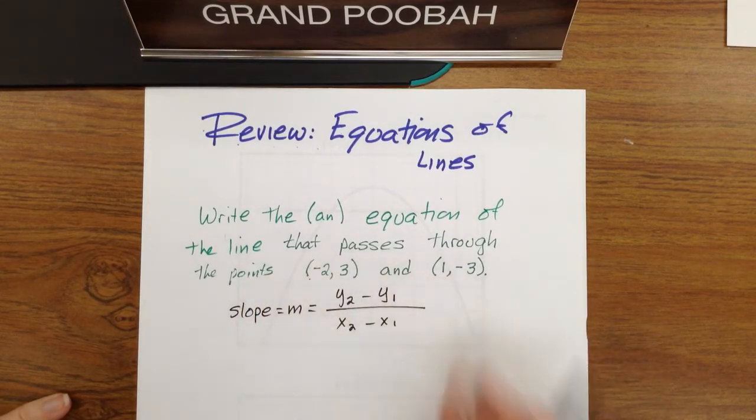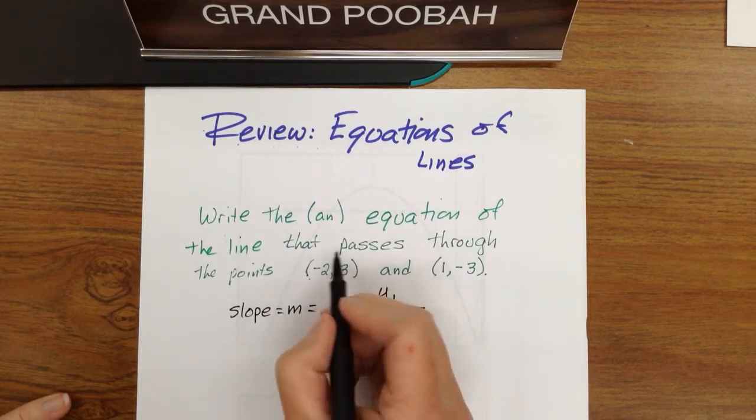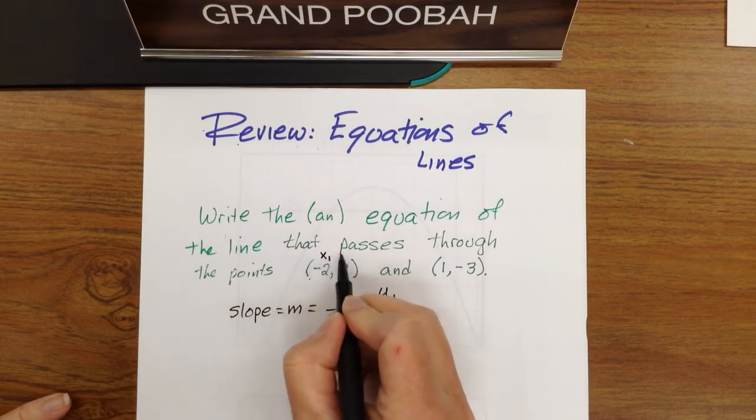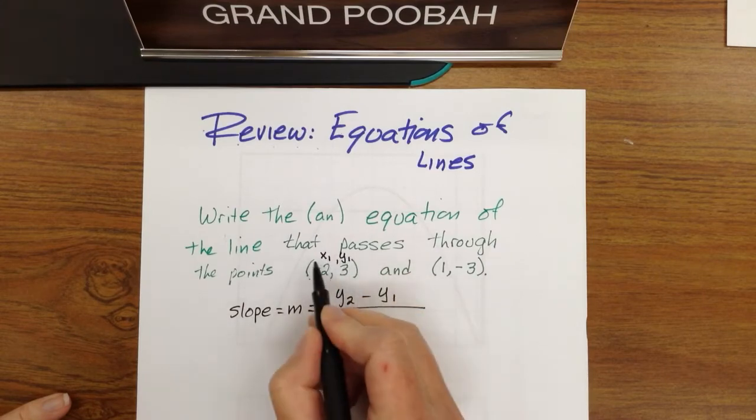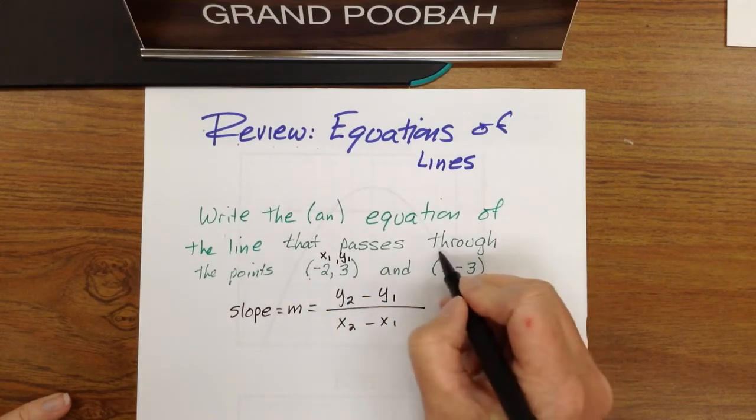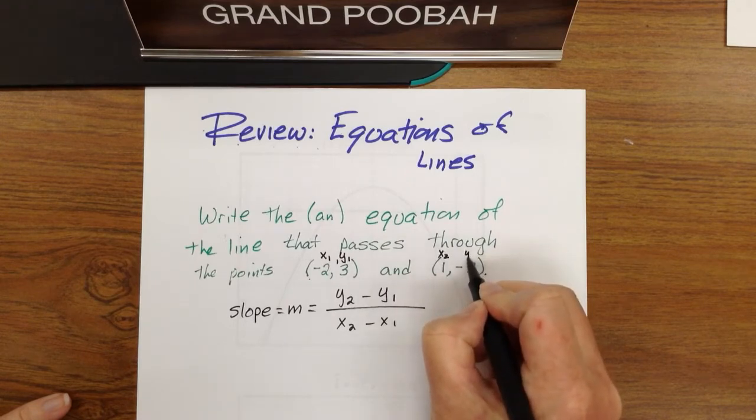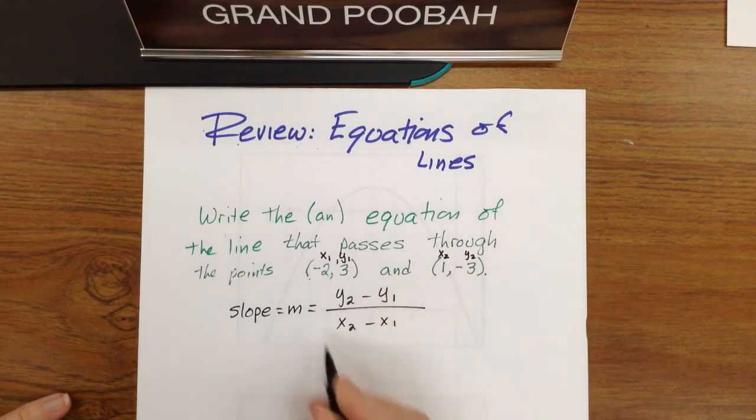It doesn't matter which point is 1, it doesn't matter which one is 2. So I'm going to go ahead and label this. This is x1, y1. They always come in order, xy. This is the second one, so this is x2, y2. And now it's straight up plug and chug.